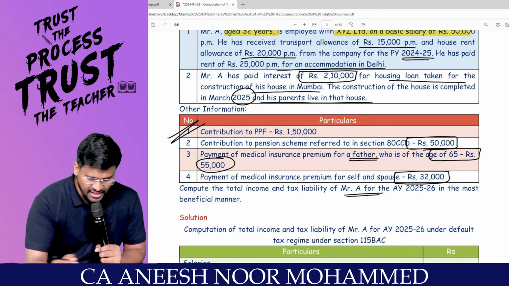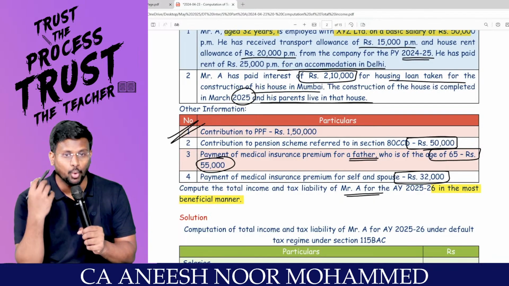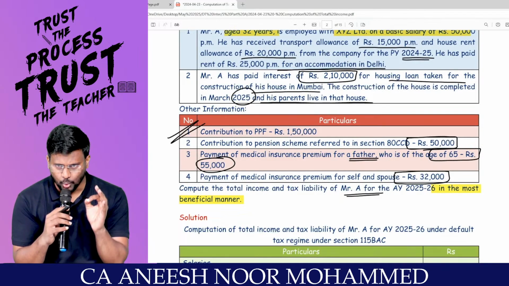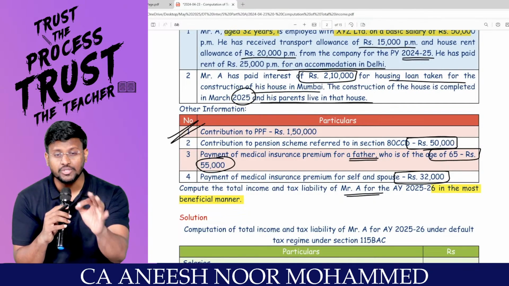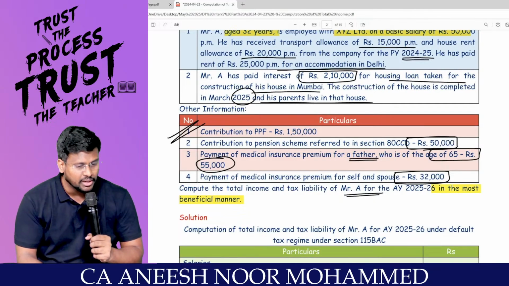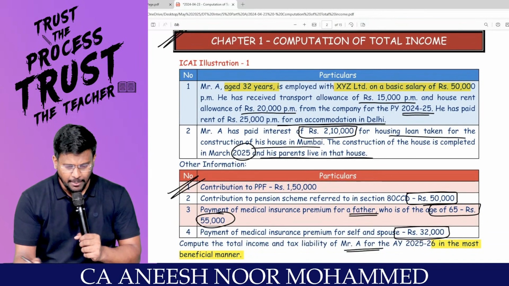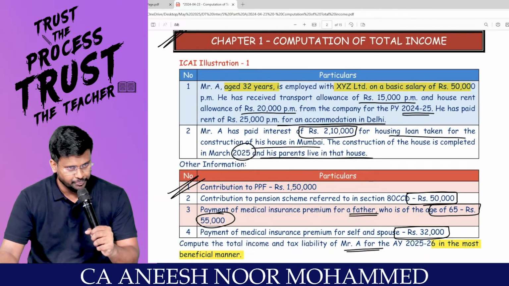If the question is saying that in the most beneficial manner, you have to do under both the routes. Sir, when you are doing the answer computation of total income, first try to do the optional tax regime, then try to do the default tax regime. Right, sir? My dear lovable students, I am going to do first the optional tax regime.